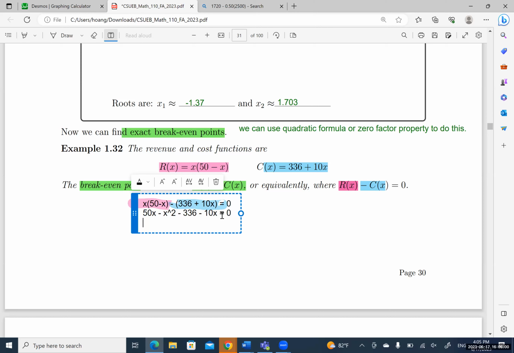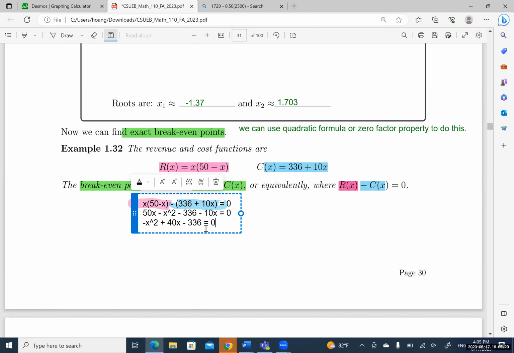Okay, so I would like to move the x squared term first, right? So I start with negative x squared, okay? And the 50x here combined with negative 10x here. So I have plus 40x, right? 50x plus minus 10x, only 40x. And then the last term is going to be minus 336. And then I got equal to 0.